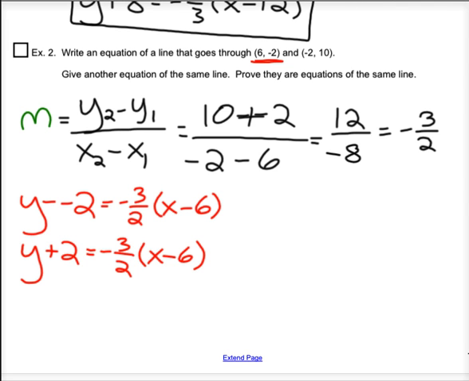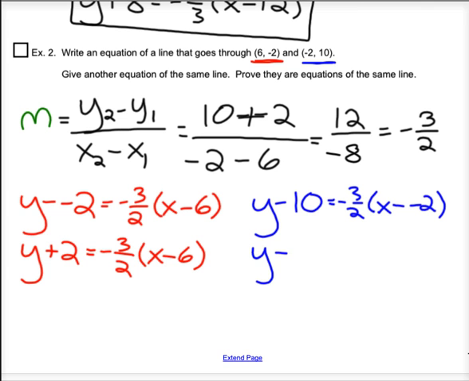But what about the student that wanted to use the other point for their equation? They plug in that point. y minus the y value from the point equals the slope times x minus the x value from the point. And once again, I'm going to clean it up just a bit to look like that.